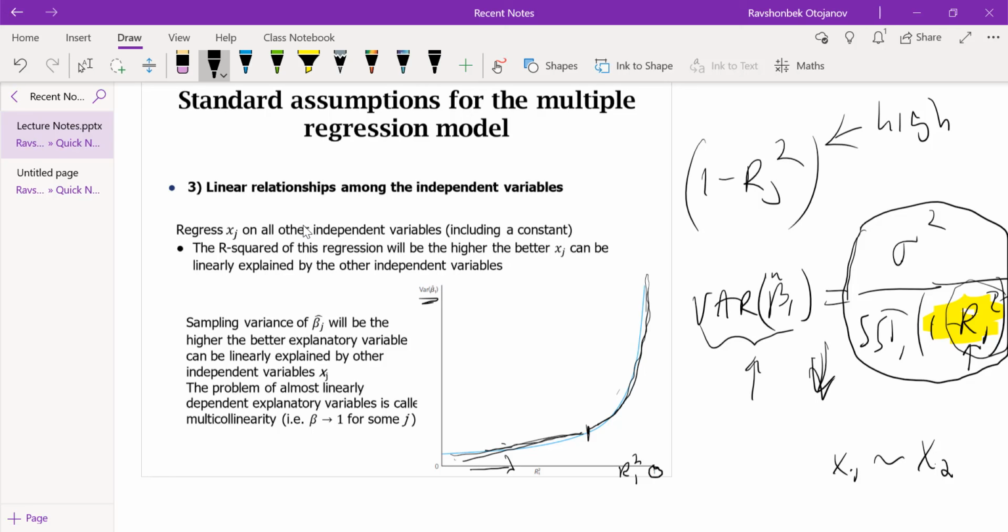So when r1 squared is high, 1 minus a high value will give us a very small value, and a very small value times the SST gives a small number. A number divided by a small number, as you know, gives us a high number. When you divide a small numerator by a very small denominator, you will have a large variance in this case. So the variance explodes as a function of r1 squared here.